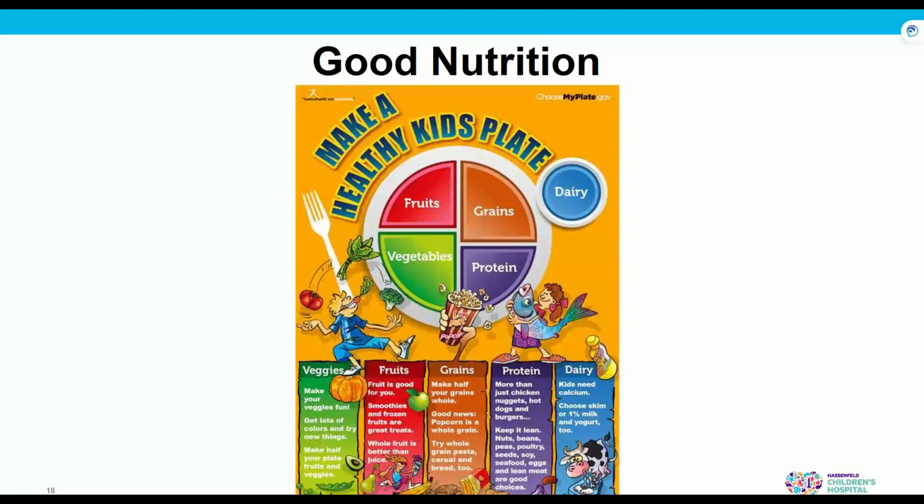About a quarter of your plate should be grains. So, whole grain pasta, cereal, breads. Proteins, you can think beyond things like chicken and hot dogs and burgers. You can think about nuts and beans, other types of poultry and seeds, seafood, eggs. Those are all good protein choices. And in dairy, you can't forget that we all need calcium. You always want to think about skim or 1% milk in our older children, and yogurt qualifies too.